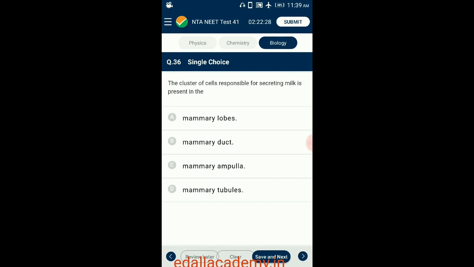The alveoli open into mammary tubules. The tubules of each lobe join to form a mammary duct. Several mammary ducts join to form a wider mammary ampulla, which is connected to the lactiferous duct through which milk is sucked out. So the answer for this question is option A. The cluster of cells responsible for secreting milk is present in mammary lobes. So the answer is option A.